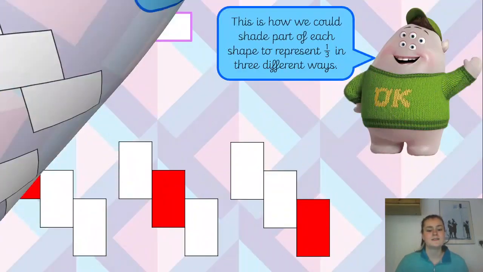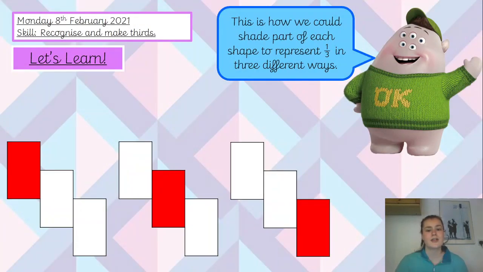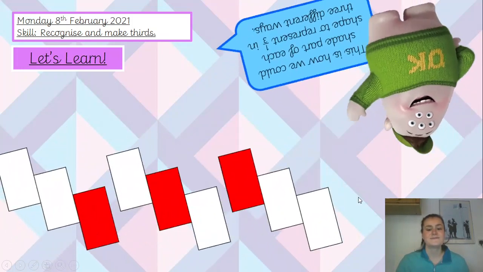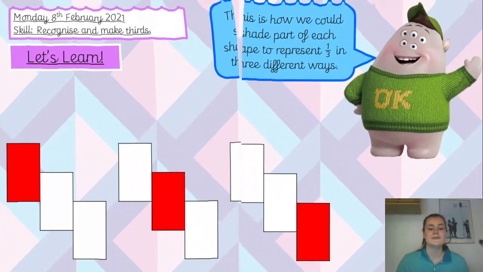Okay, well done. So this is how we could shade each part to represent 1/3 in 3 different ways. So we've got 1 part shaded in on the left-hand side, 1 part shaded in the middle, and 1 part shaded on the right-hand side. Well done if you got those.